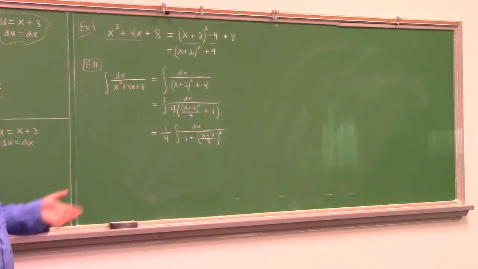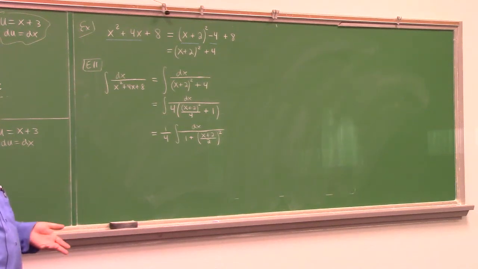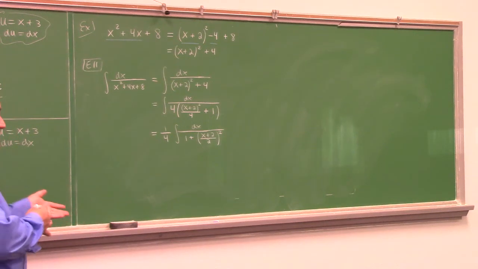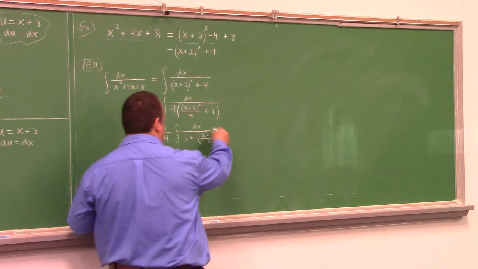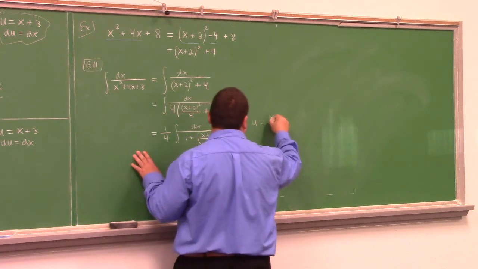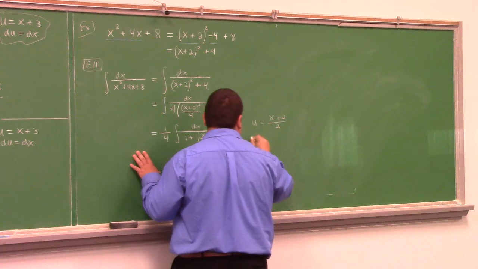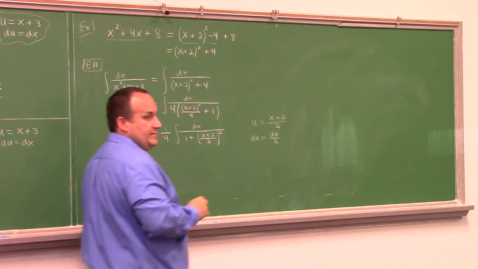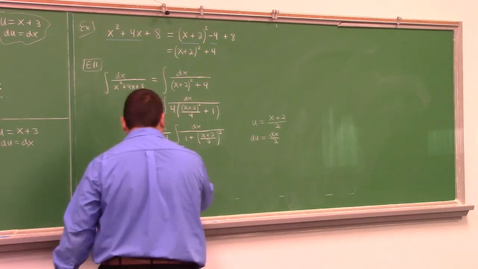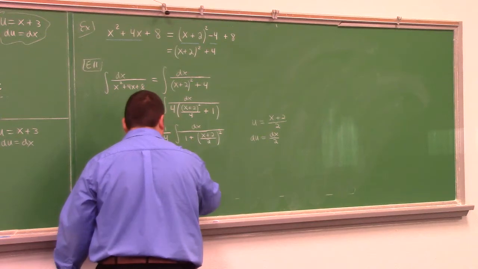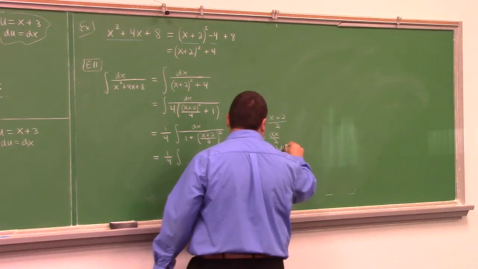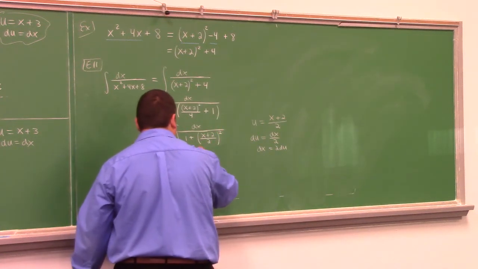Now I think I've manipulated it enough that you can hopefully see we're tending towards an arctangent integral again, right? So we can let u equal to this right here. Then du is dx over 2, right? And so what we have here is 1/4 integral, so dx is 2 du, right? So we have 1/4 2 du over 1 plus u squared.